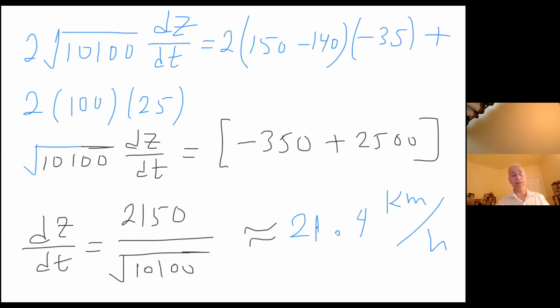So as you can see, the hard part of related rates is to have some sort of geometrical shape, something that we can take the derivative of in relation with time. I hope you like this example.